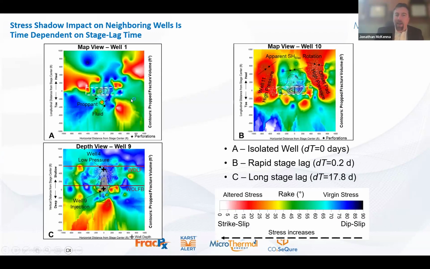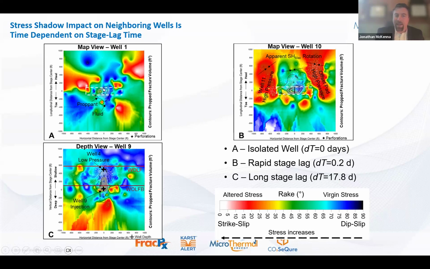And so if I do that and stack all the stages on top of one another, and we look at the rake, or how the stress is changing, or how the rock is changing orientation for each of these different scenarios, we see that the stress shadow impact on neighboring wells can be time dependent on the stage lag time.